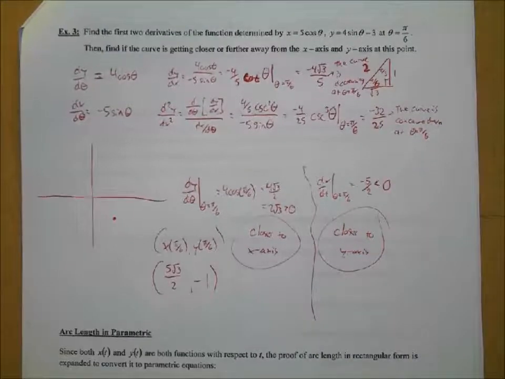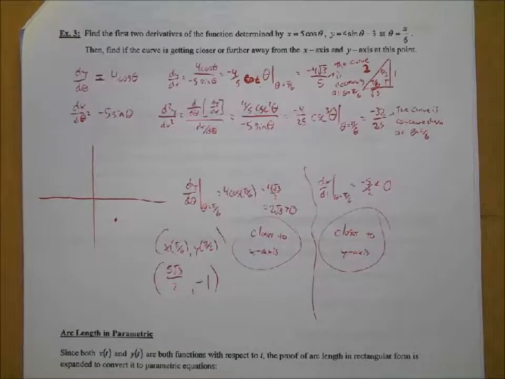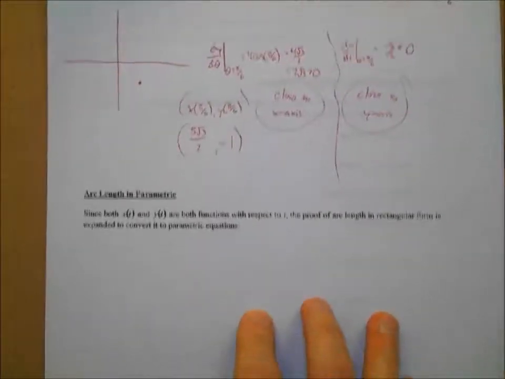Okay, just like that. I'm really running out of time. Any questions on that before I move on? I want to get to this last formula here: arc length in parametric, right?